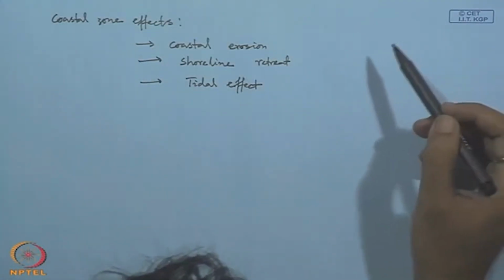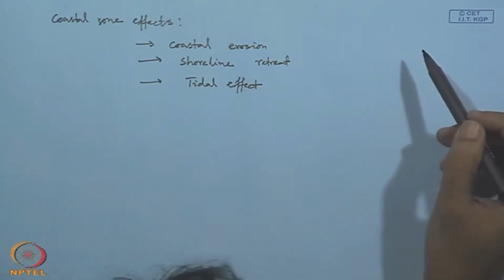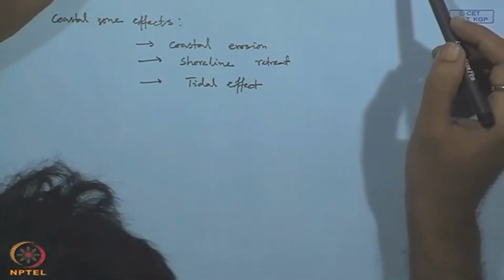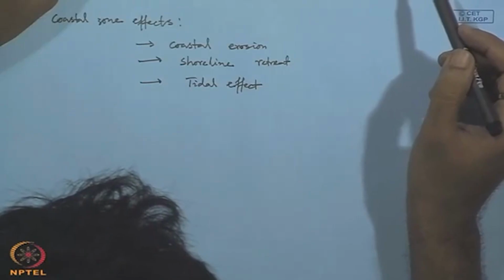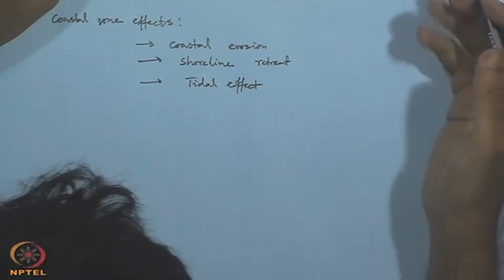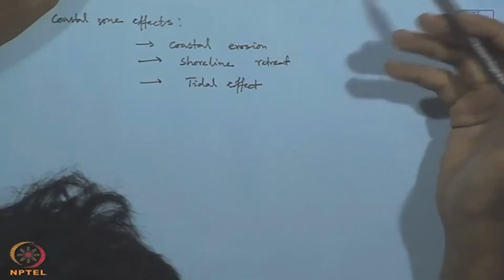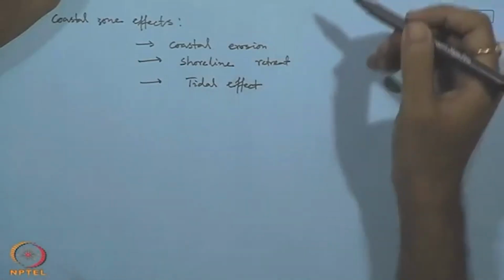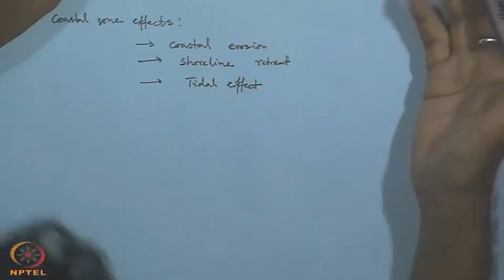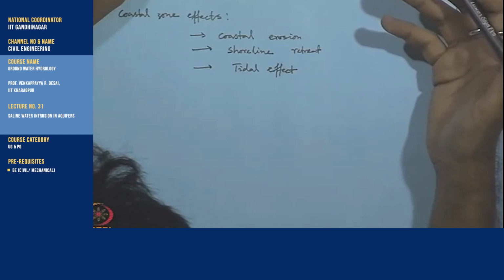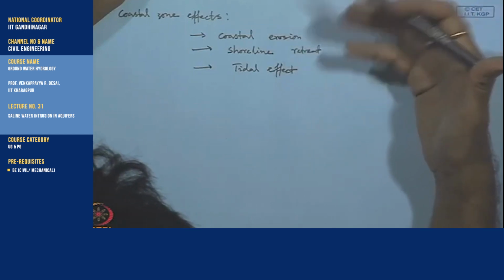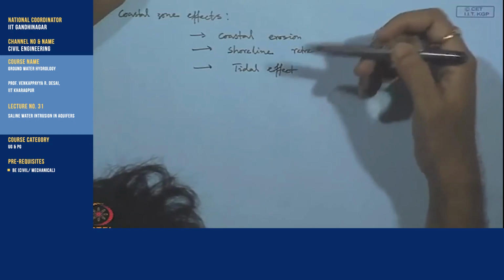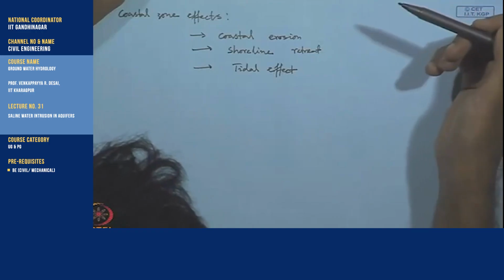Shoreline retreat is a common problem, and one example of this is Cape Hatteras, this lighthouse in US that has been shifted towards inland somewhat 2,870 feet inland due to this shoreline retreat effect.